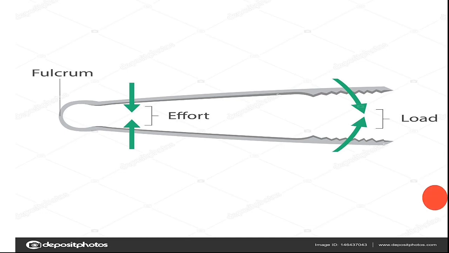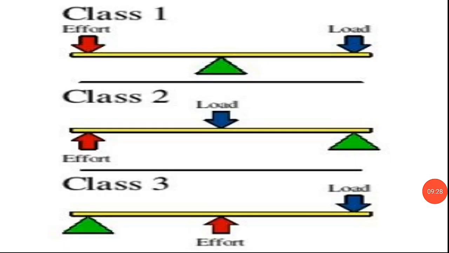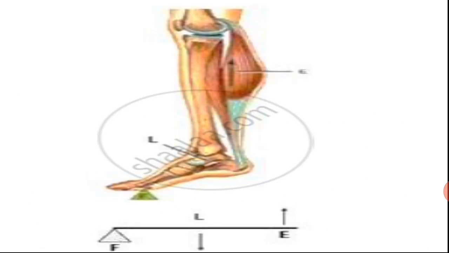Then we have the forearm used for lifting a load, fire tongs, foot treadle are examples of class 3 lever. This is the overall diagram for all the 3 class levers. Then we have examples of each class of levers as found in the human body. This is a class 2 lever in raising the weight of the body on toes. See this, it is a class 2 lever. The weight of the body is raised on toes.